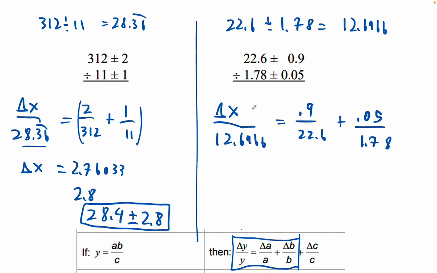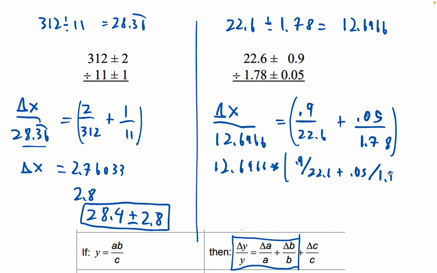Okay, so again, you have to get the answer, then you have to figure out the fractional uncertainty. So what I'm going to do is take this answer, multiply it by this side here, right? 12.6966 times 0.9 divided by 22.6 plus 0.05. So my delta x is, on my calculator I literally go times and it goes answer times, right? It's smart. Left parenthesis 0.9 divided by 22.6 plus 0.05 divided by 1.78.